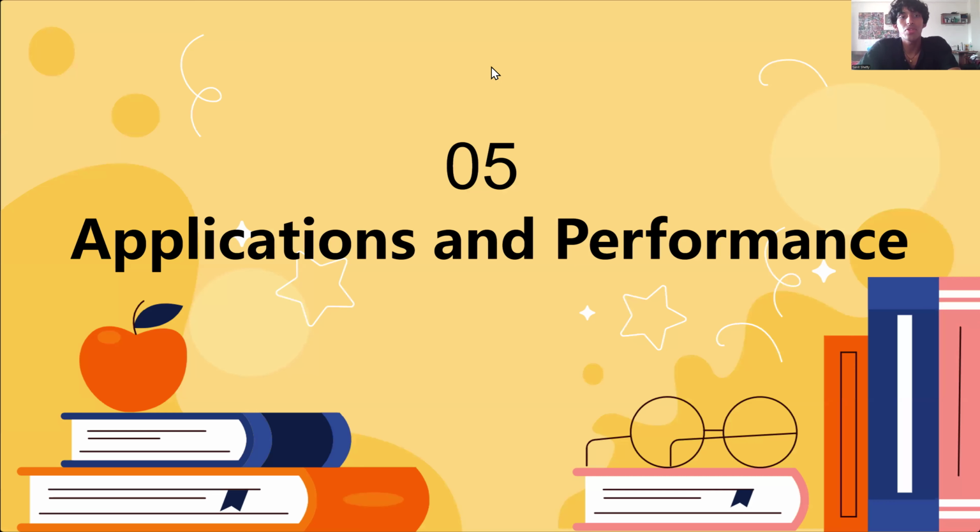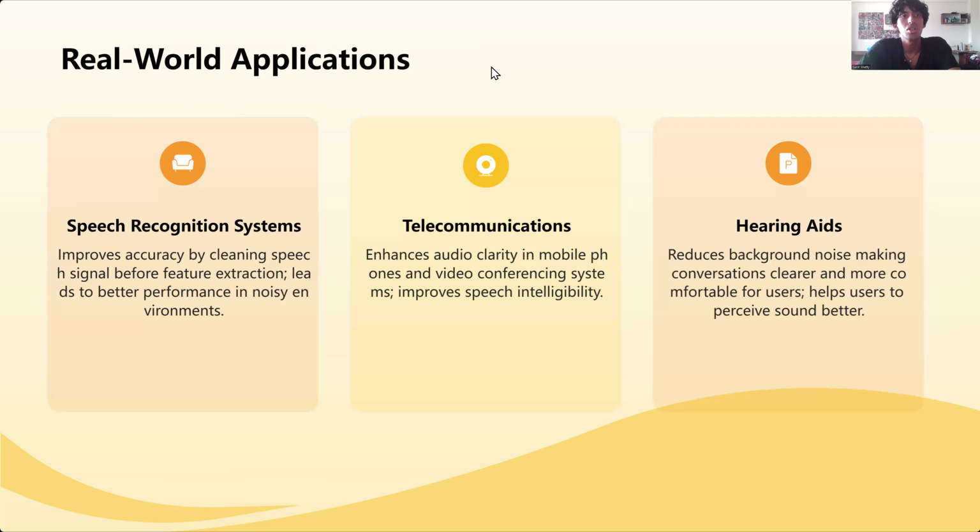Now we have reached section 5, which is applications and performances. In the real world, spectral subtraction is seen in a wide variety of places, such as speech recognition systems, to improve speech accuracy by cleaning speech signals before feature extraction. Then we have it used in telecommunications to improve call clarity in mobile phone and phone conferencing systems. And then also in hearing aids to enhance speech intelligibility for users, making the conversation more clean and comfortable for them.